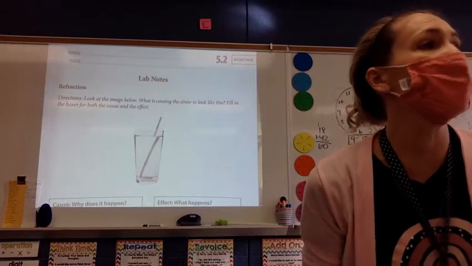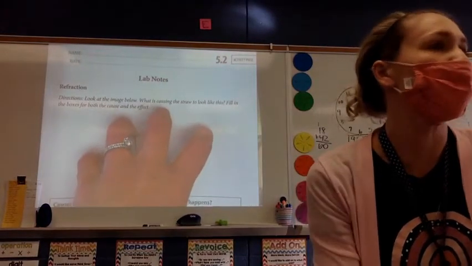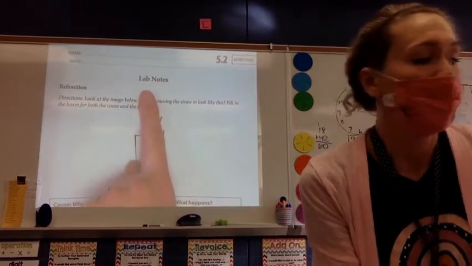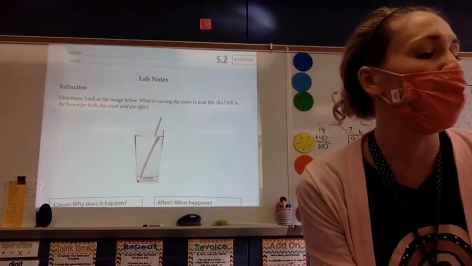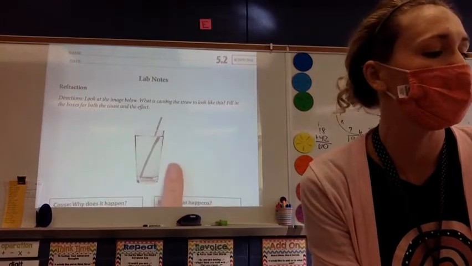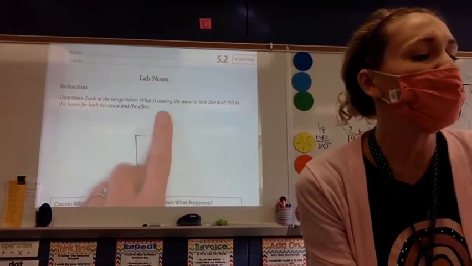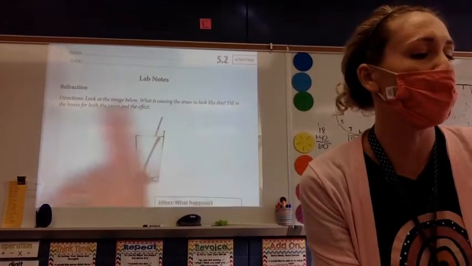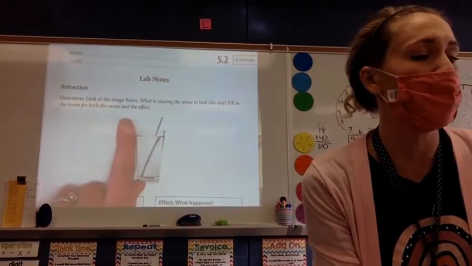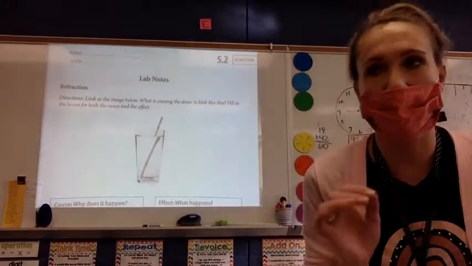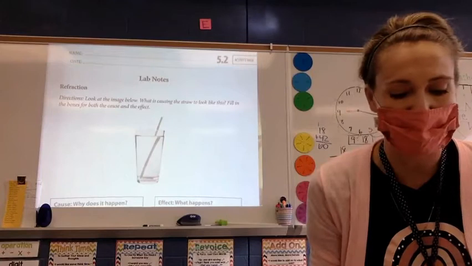Third graders, in our image on page 53 of our activity notebook, we're on another lab notes page, and we see that example of refraction. What is this an example of? Refraction. We're going to look at the image below, and we're going to do this together. It says, what is causing the straw to look like this? Fill the boxes for both the cause and the effect. Now, your pencils are down. You're not writing anything at this moment because I want us to talk about that idea of cause and effect.